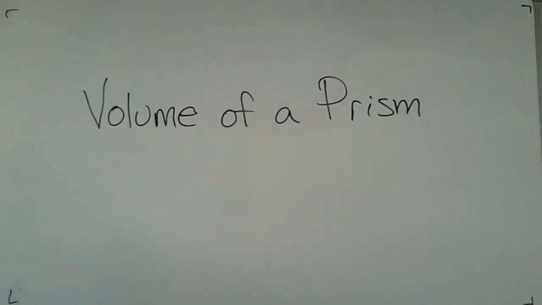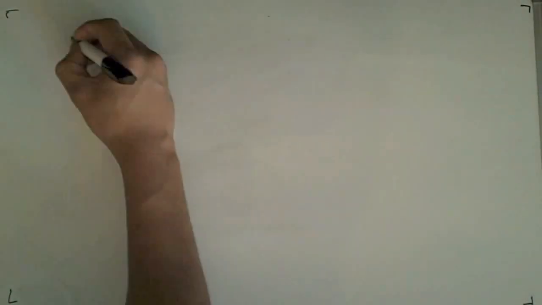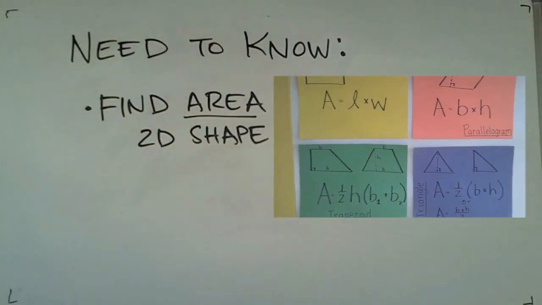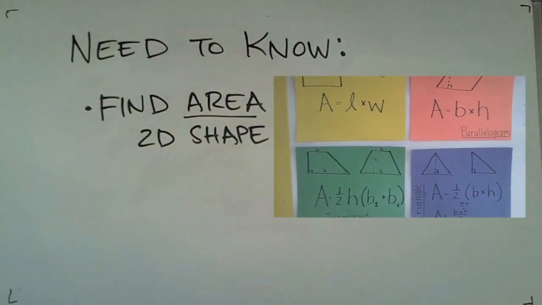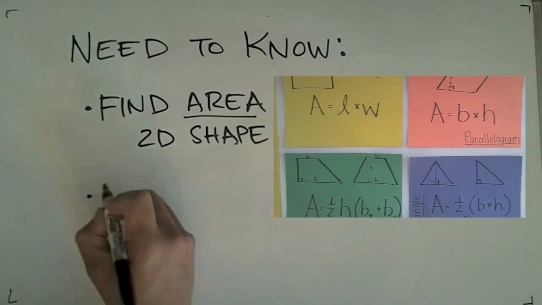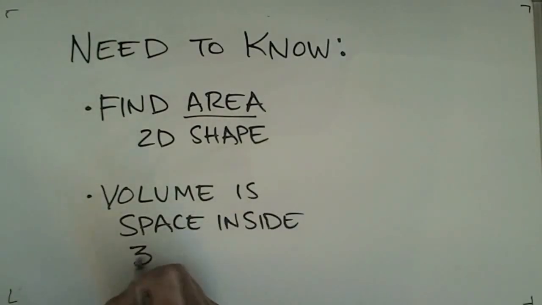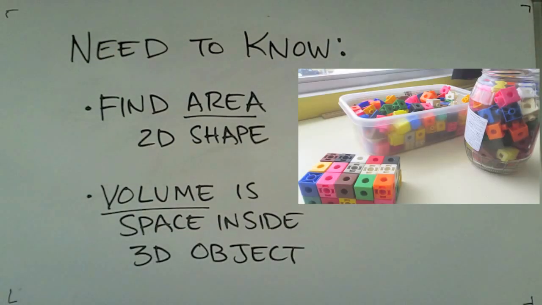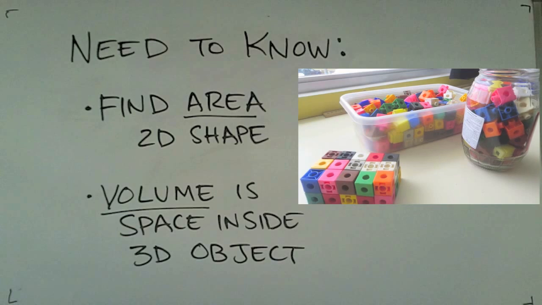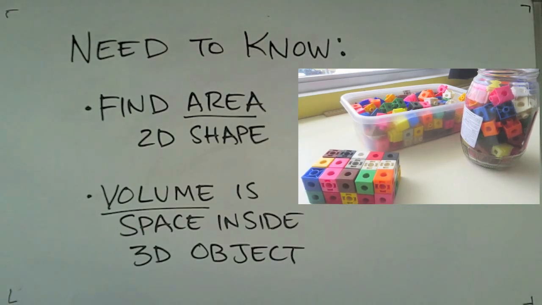We're going to be doing more with volumes, more specifically volumes of prisms. What you need to do for today's lesson is know how to find the area of a 2D shape. We talked about areas before, and they're the equations that we use for those other polygons, and also the volume. Generally, volume is the space inside an object. Think about cubes inside objects of different sizes. That's where we get cubic units from. Alright, so here we go.